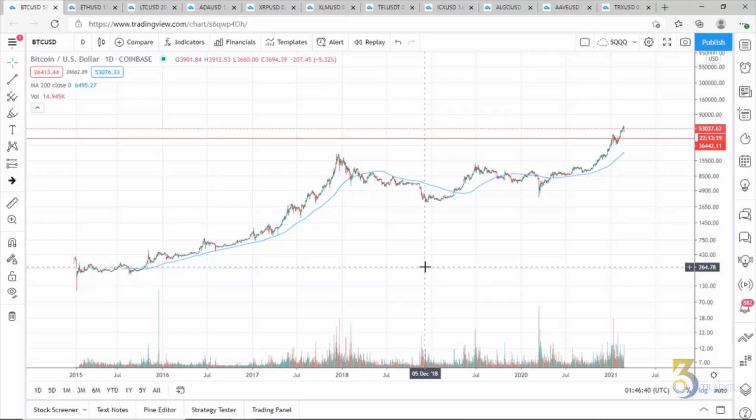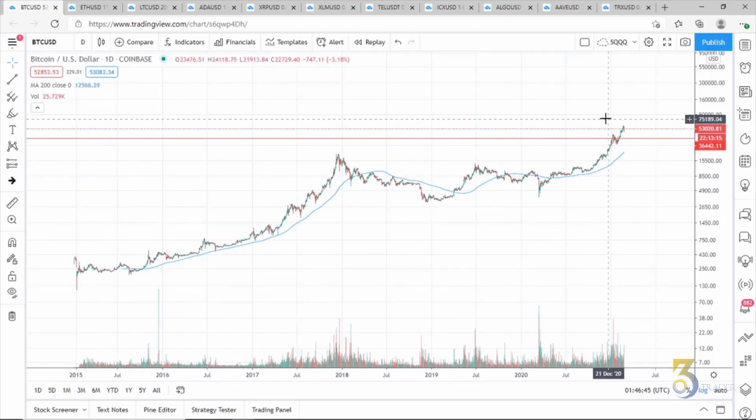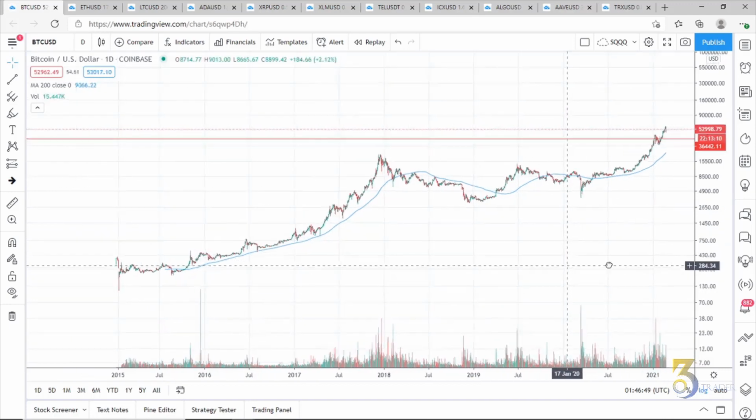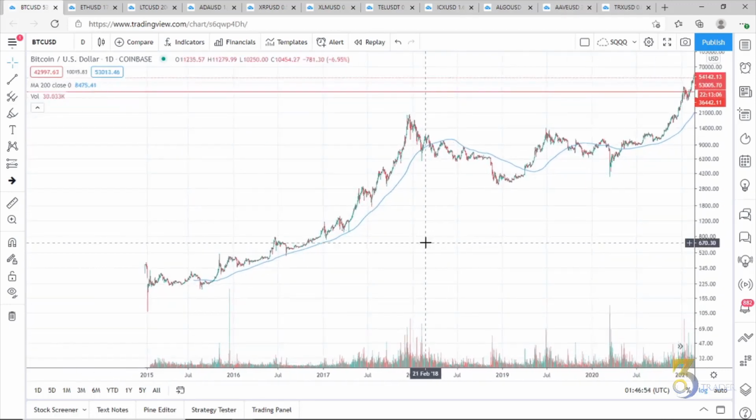Right here on the chart, we have Bitcoin. Yes, it's zoomed out. You're literally looking at Bitcoin from 2015 to current. It's pretty zoomed out. Let's go ahead and get in here and get some of these lines drawn.